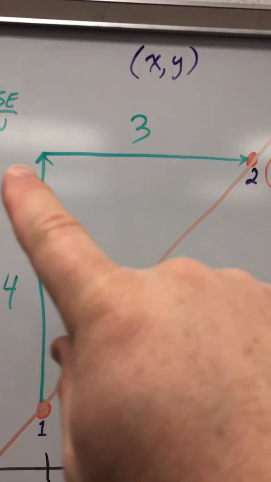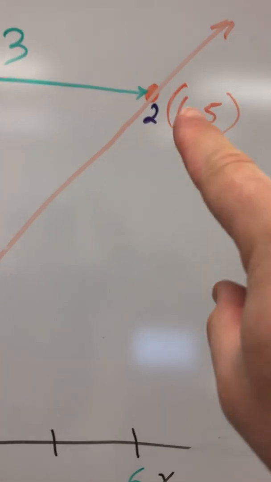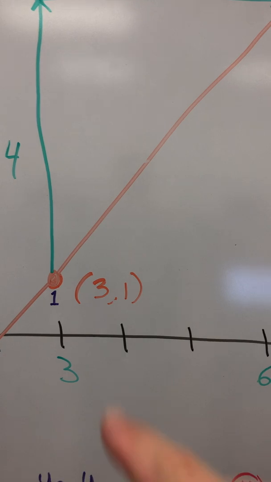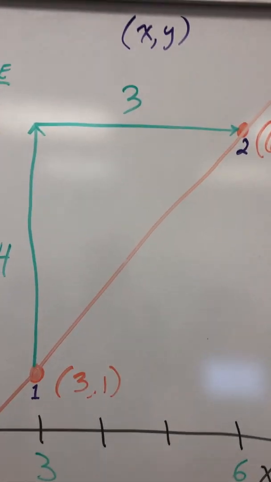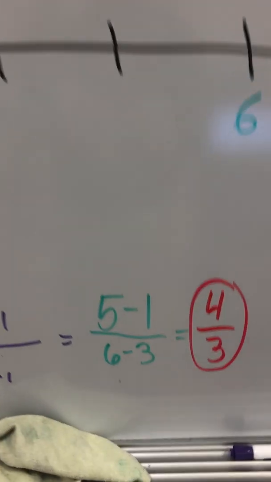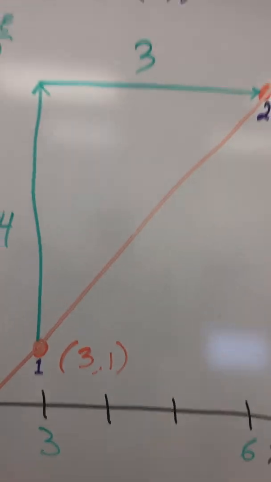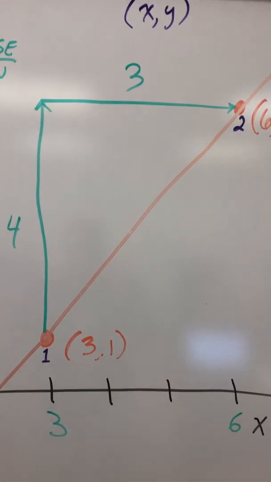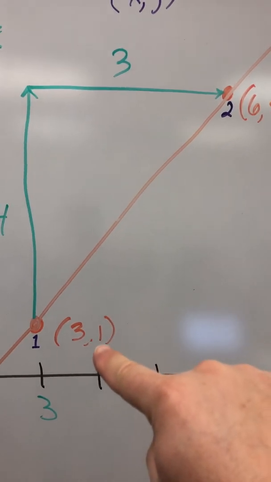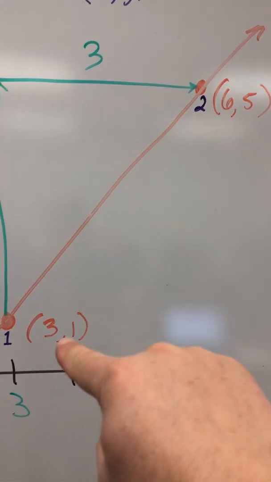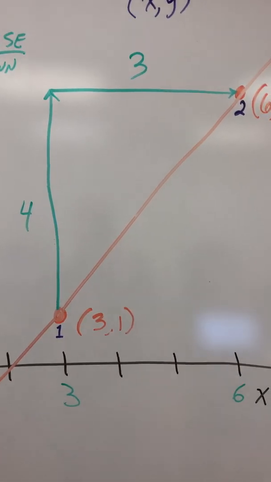And how do we get 3 using the numbers 6 and 3? Would you agree that we do 6 minus 3, right? That's what we do. We do 5 minus 1 over 6 minus 3. And that's how we get 4 over 3.